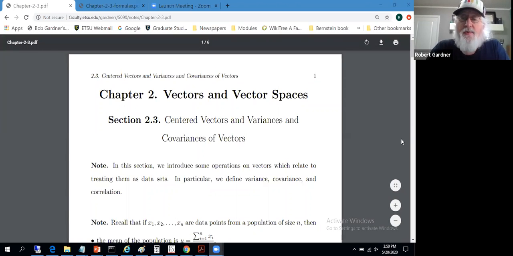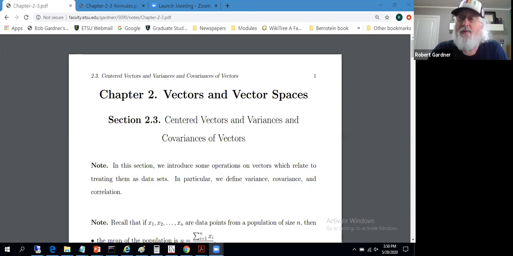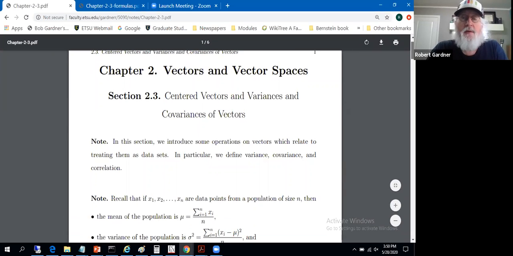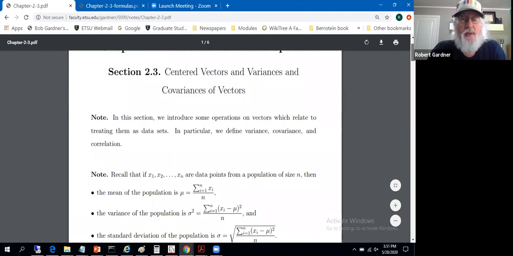Moving on to the next section, 2.3, centered vectors and variances and covariances of vectors. So what we're going to do is state a whole bunch of formulas, recall some formulas from introduction to statistics, elementary data analysis, and try to encode these ideas of data, means, standard deviations, variances in terms of vectors and vector equations. Okay, so that's the plan.